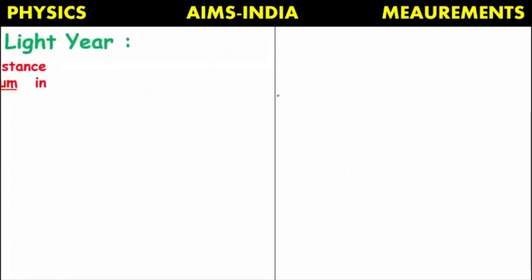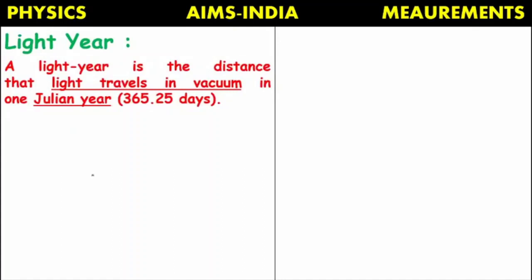Now if I want to measure a light year: light year means the distance traveled by light in 1 year in vacuum. That 1 year is the Julian year, the year which consists of 365.25 days.